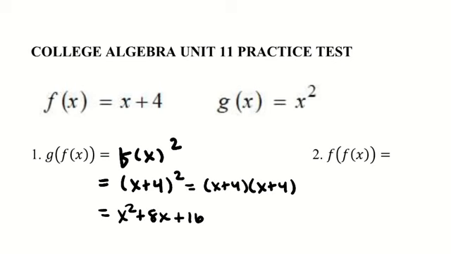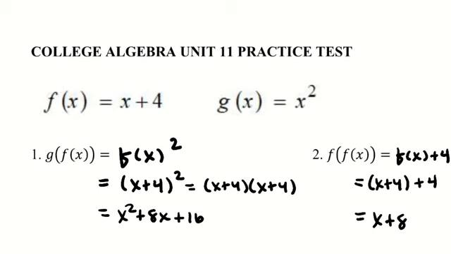All right, for f of f of x, okay, that one's a little weird. So what I'm going to do is, wherever I see x in the formula for f, I'm going to plug in f of x. So this is going to be f of x plus 4. And I know what f of x is. f of x is x plus 4. So I'm just going to combine like terms. I'm going to say that that's x plus 8.